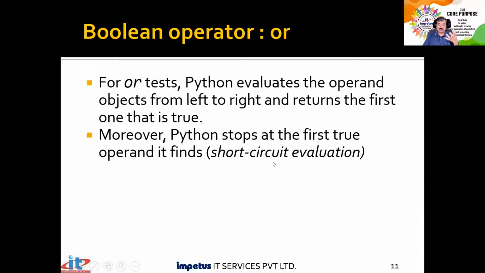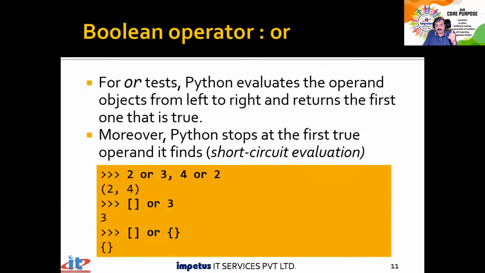Moreover, Python stops at the first true value it finds, that is short circuit evaluation. So when you combine more than one expression using logical OR, it will not even evaluate all the operands. The first object which comes out to be true, it will stop over there and return you that true object. So if I say True or 3, it will give you True. If I say 4 or 2, it will give you 4, because 2 is also true, 4 is also true, since only 0 represents false, and any other non-zero value represents true. If I say empty list or 3, the empty list represents false, since anything which is empty is false, whereas 3 is true, so it will return you 3.